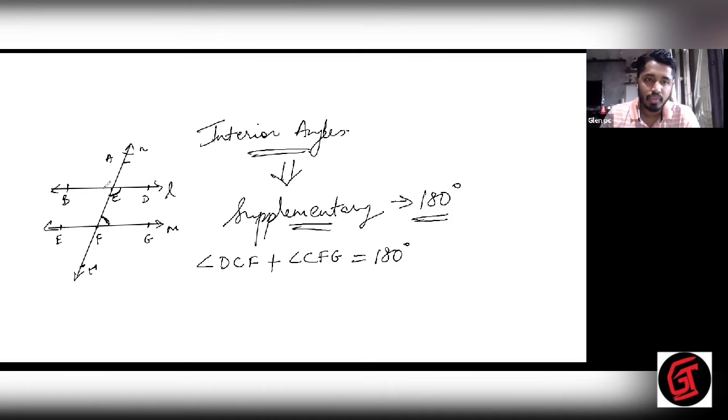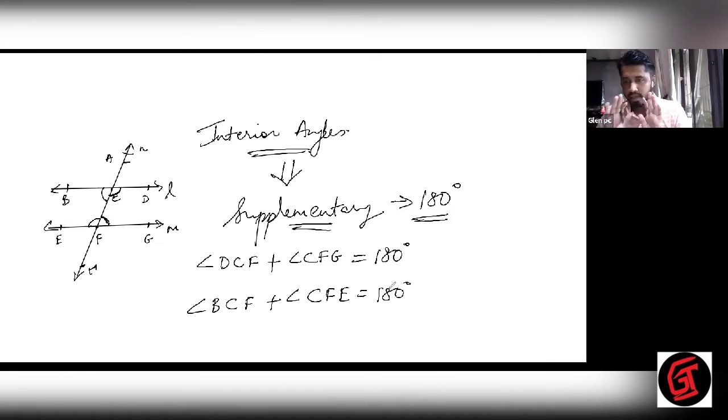One more pair of interior angles is there. Angle BCF plus angle CFE. This also is equal to 180 degrees. Only three types of angles you have: corresponding, alternate, interior. Corresponding angles, L formation, congruent. Alternate angles, Z formation, congruent. Interior angles, no formation, but the angles which are inside the parallel lines, and they are not congruent. They come together to make an angle which is equal to 180 degrees. Did you all get it? Did you all understand?